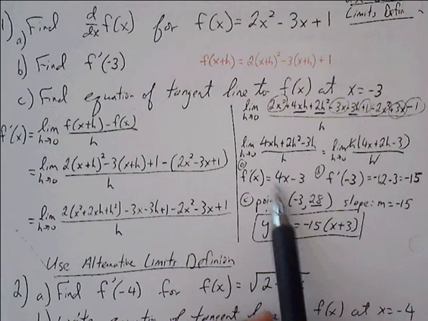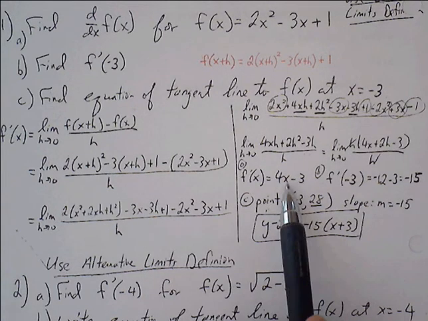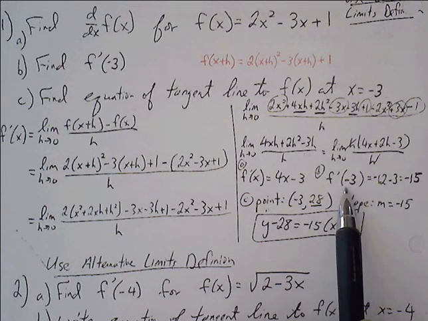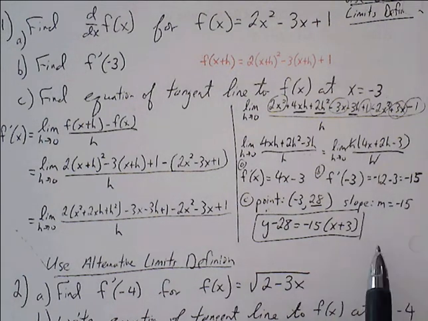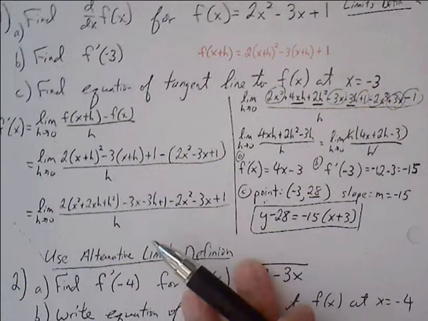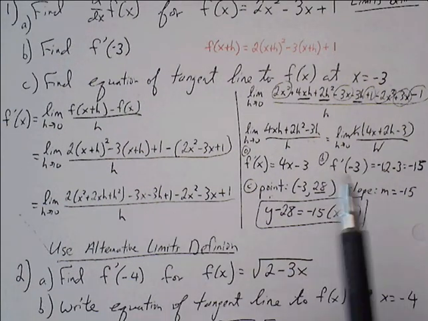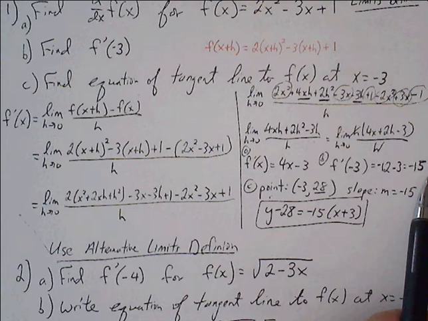Now part B, find f prime of negative 3. We have f prime of x, so now we can evaluate the derivative at negative 3. Plug negative 3 in for x, and we get negative 15. Part C, find the tangent line equation. For the tangent line equation, we need the slope, which is negative 15.